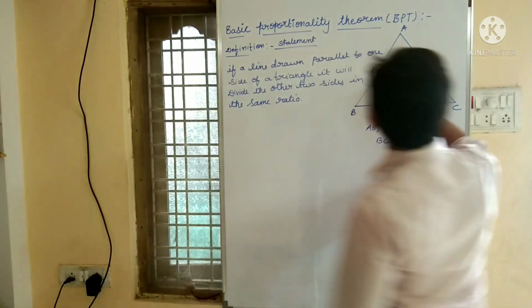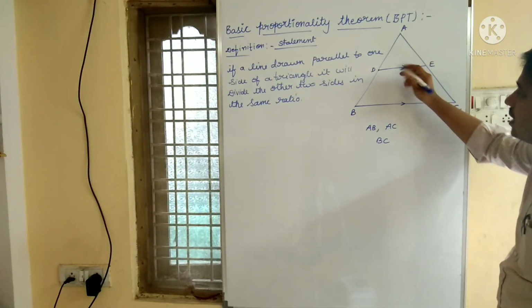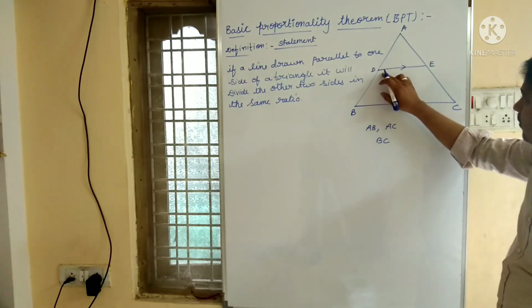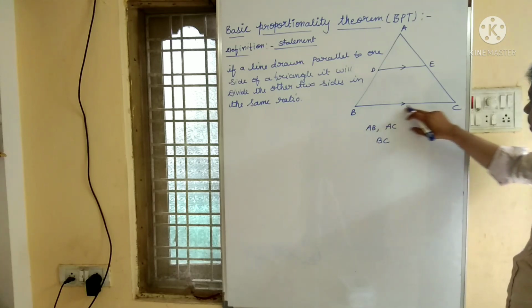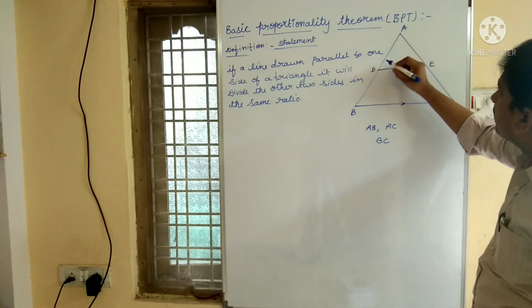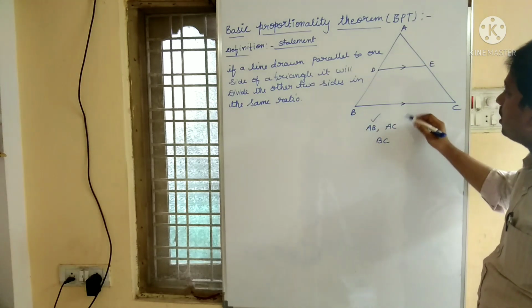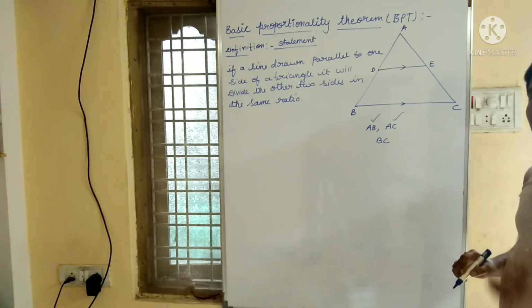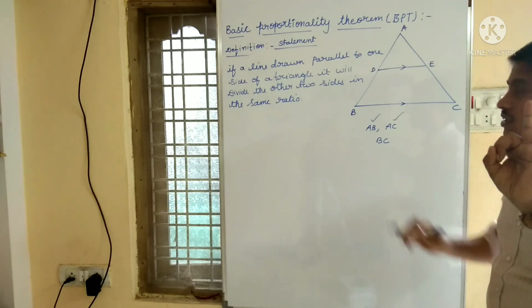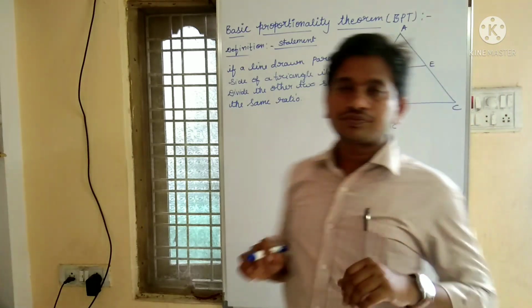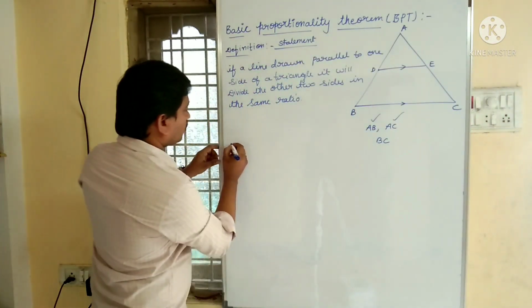Children, DE is a line which is parallel to BC. If a line is drawn parallel to one side of a triangle, it will divide the other two sides. What are the other two sides here? AB is one side and AC is another side. It will divide the other two sides, AB and AC, in the same ratio. I mean, we need to prove that.